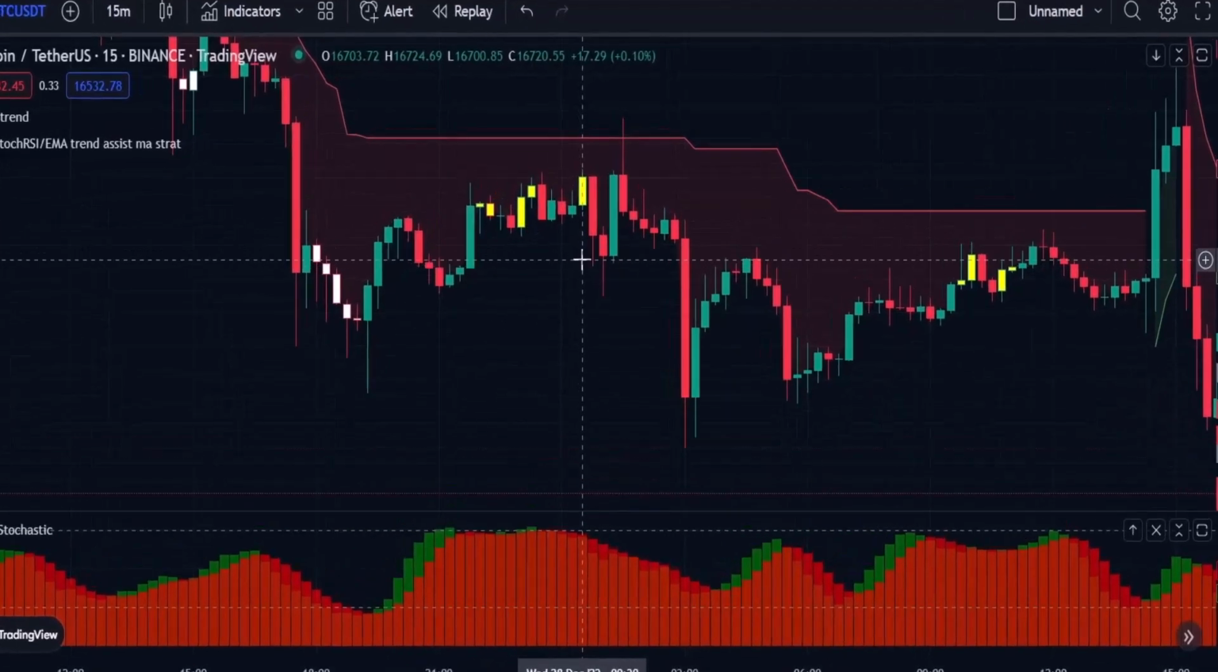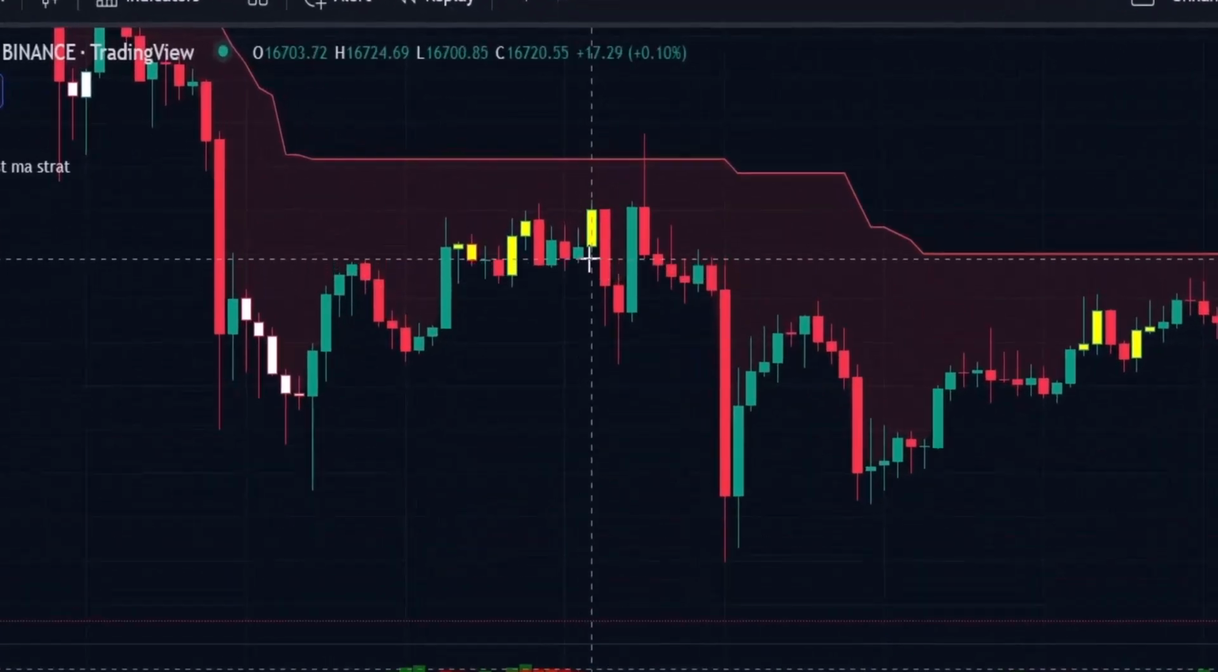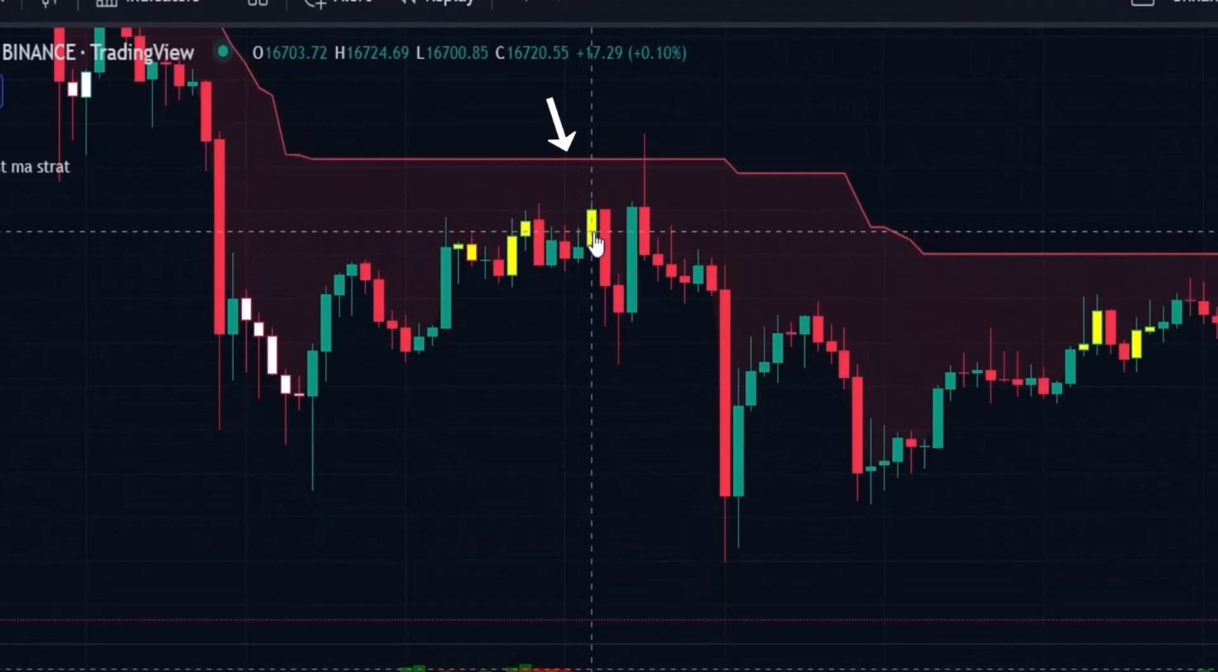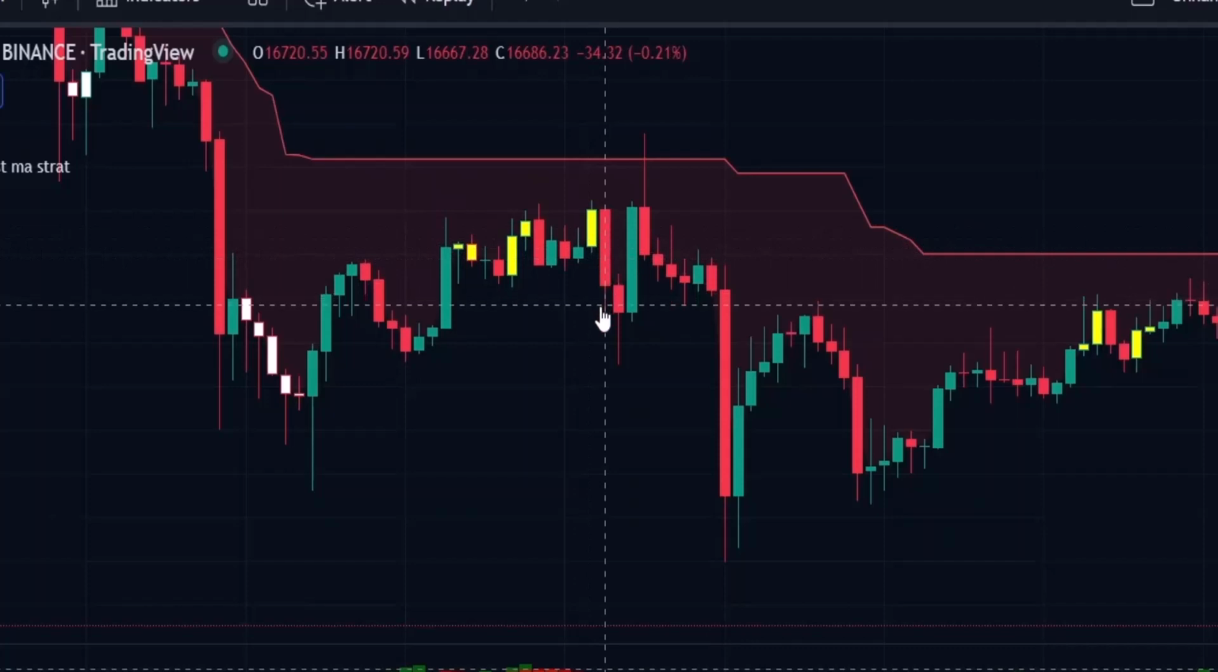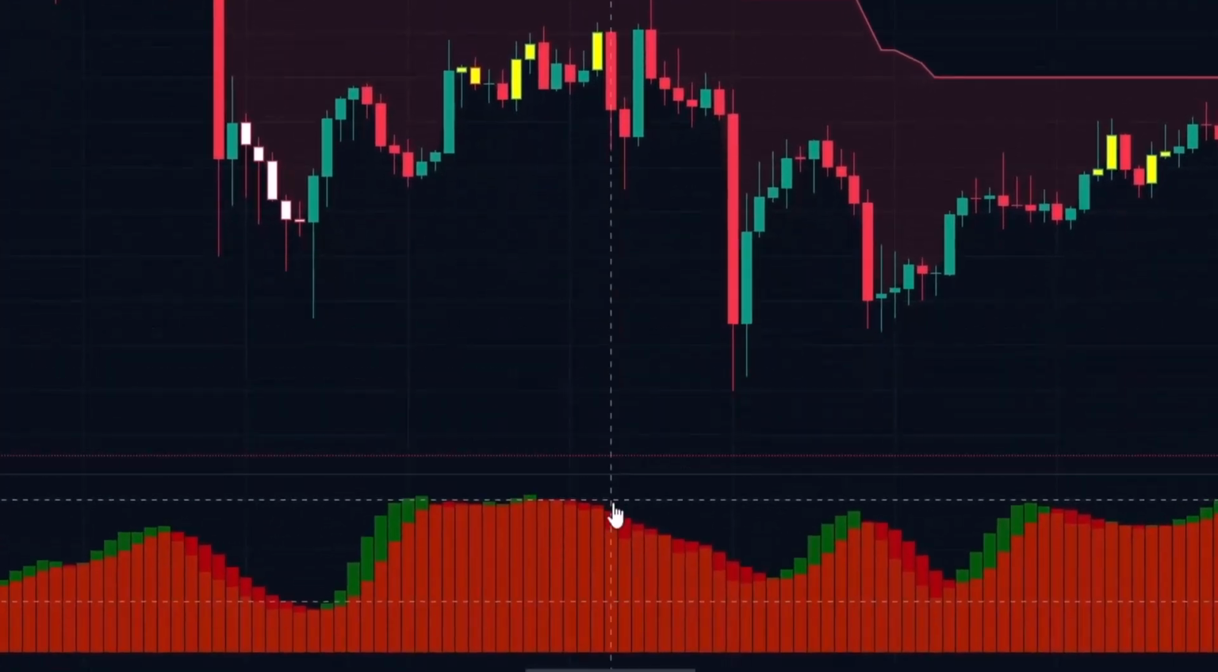So for sell positions, the first condition will be the appearance of yellow candles, and these yellow candles must be below the red line of the super trend indicator. As soon as these 2 conditions are met, a red candle should appear immediately after the yellow candle, and when this red candle appears, we check the slow stochastic indicator for our final confirmation.